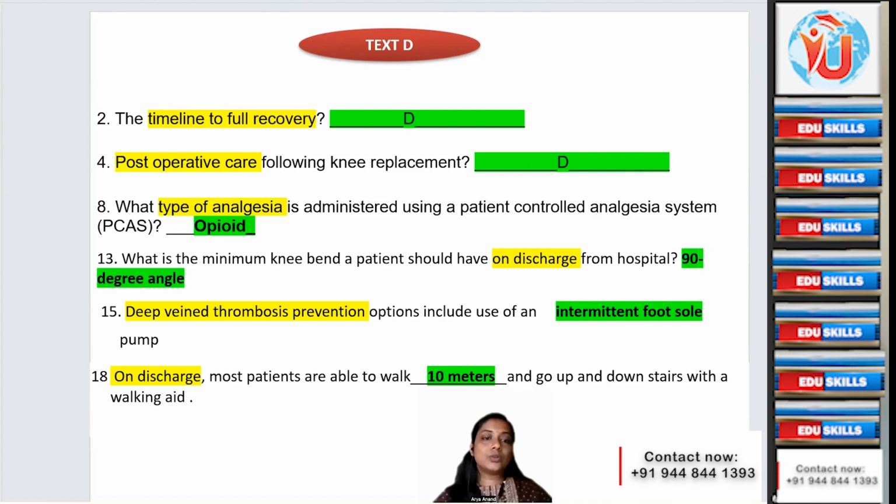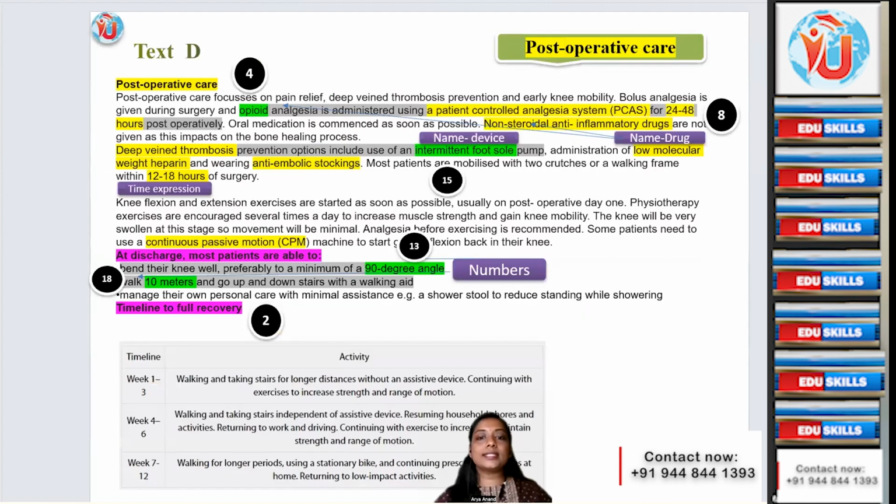Okay. Next question, number 13. What is the minimum knee bend a patient should have on discharge from hospital? So 90-degree angle. Yes, 90-degree angle. You can see here, at discharge. So your answer is 90-degree angle.